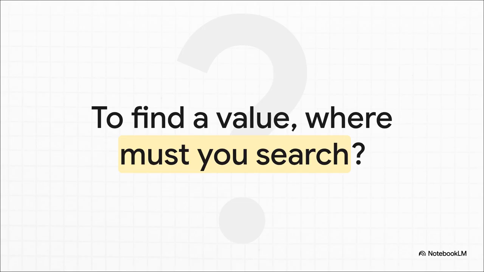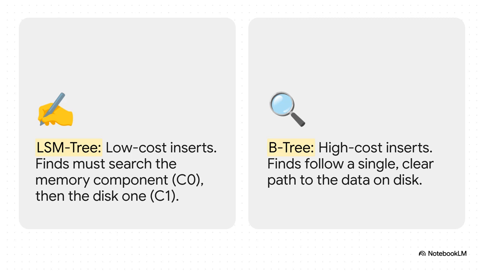So let's go back to our librarian. If you walk up and ask for one specific book, where do they look? Well, they can't just go to the main shelves anymore because it might not be there yet. It could still be sitting in that inbox on the front desk. And that is the trade-off right there. To find any piece of data, the LSM-Tree has to check the in-memory inbox, the C0 tree, and then it has to check the on-disk shelves, the C1 tree. This makes finding data, what we call reads, a bit slower than in a B tree, which is optimized to have one and only one clear path to everything.